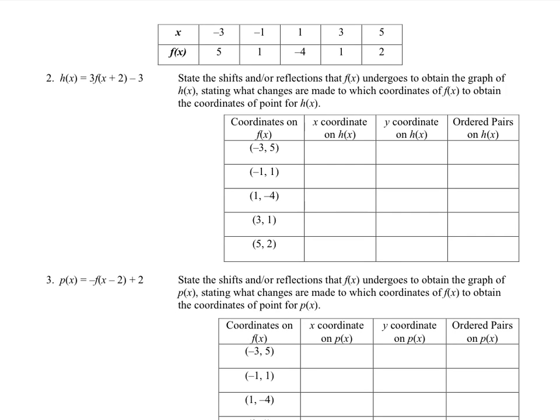Let's do an example. So 3 times f of x plus 2 minus 3. What's happening to the x values? They're moving to the left. So if they're moving to the left, what are we doing to them? We're subtracting, right? How much are we subtracting from each x value? 2. So we're taking 2 away from each of those, because horizontal transformations always go in the opposite direction of the sign. Okay, so this f of x plus 2 in here is telling me go to the left. So I'm going to have to subtract 2 from each of the x coordinates.